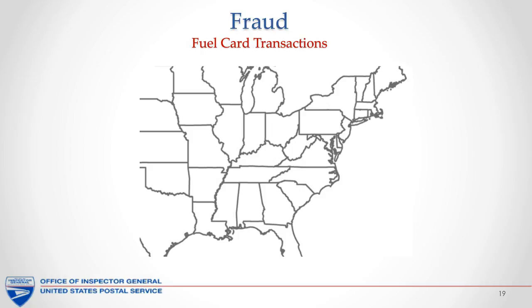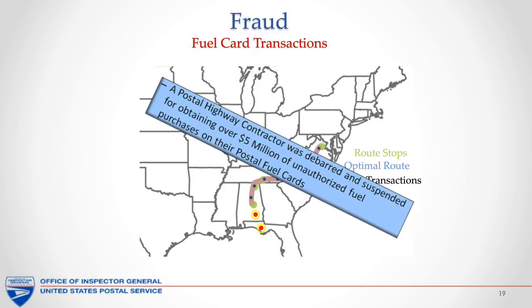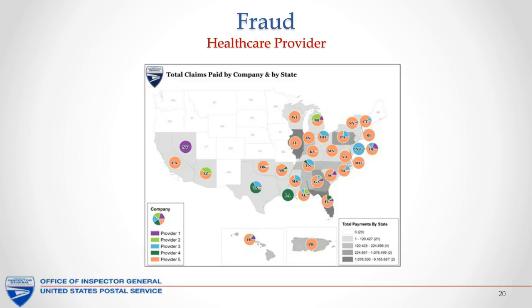We map out where the route should be, all the stops they have to make to deliver the mail. We use GIS to calculate the optimal route that they should take, and then we plot the fuel transactions on the map. And then once we apply that buffer, we can easily find outliers. In doing so, we were able to find one particular contractor that had over $5 million in unauthorized fuel purchases. That contractor was then debarred and suspended from doing any more federal work and working with the Postal Service. So you can see it's very valuable, simple, but very effective.